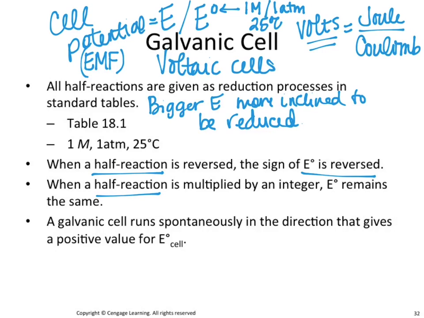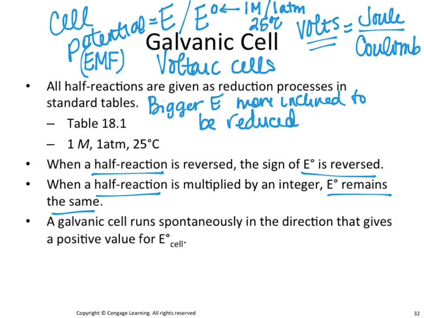What's different from what we've been talking about in thermodynamics is when we multiply our reaction by an integer so that we can get it to be balanced, our E remains the same. E will not change. If I multiply the reaction by 15, E is still going to be the same, because it's push per unit. So if it takes 1 of me to push 1 box, and it takes 4 of me to push 4 boxes. So push per unit.